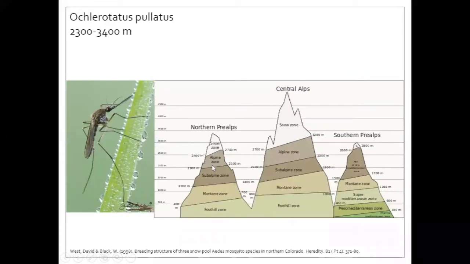You can find mosquitoes on the tops of mountains. So this mosquito, Aedes clarkei palutas, it can be found as high as 230 to 340 meters above sea level. So if you look at the diagram of the Central Alps, you can see that it's in the alpine and snow zones is where you're going to find this mosquito.